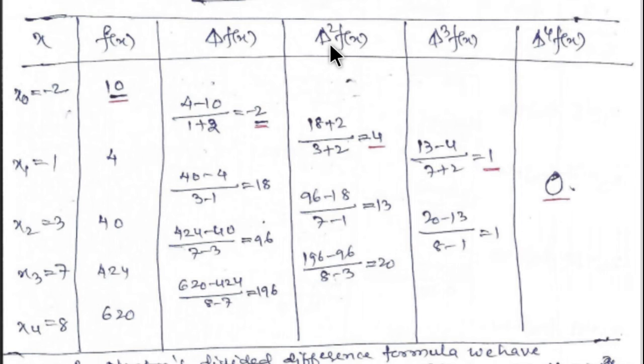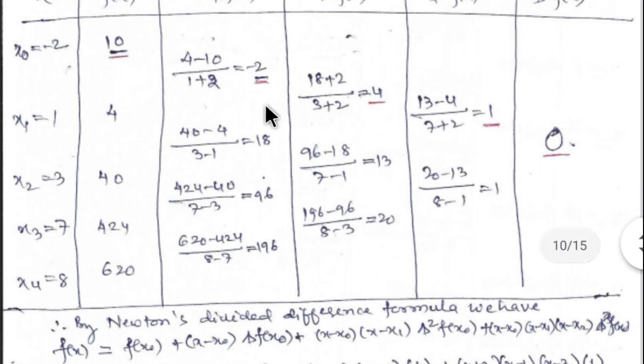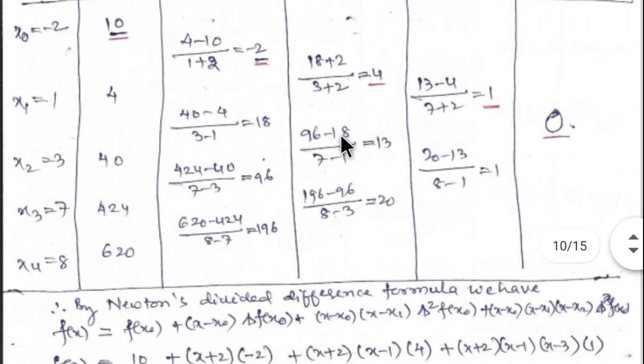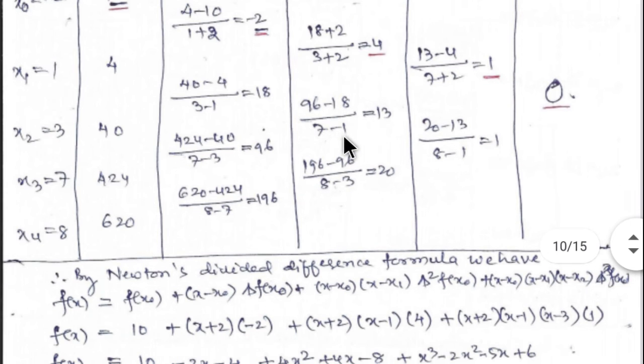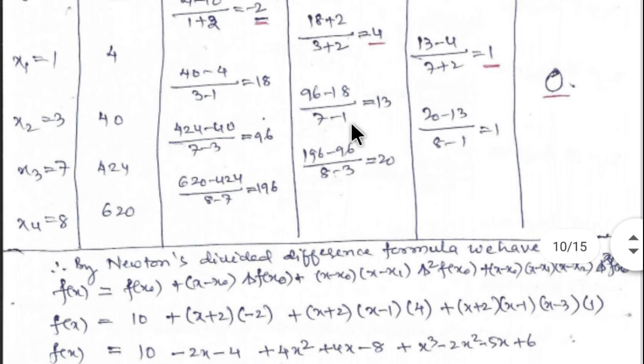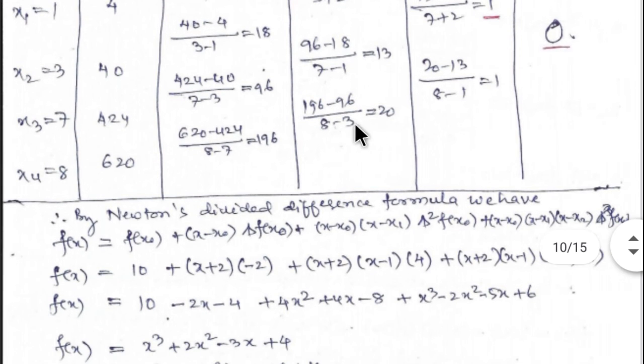Okay, similarly, second order divided difference, delta square of f of x: you get 18 minus of minus 2, plus 2, divided by x2 minus x0, that is 3 plus 2, okay, 3 minus of minus 2, plus 2, 4 you get. 96 minus 18 divided by 7 minus 1, that is x3 minus x1, 7 minus 1, this gives 13. So 196 minus 96 divided by x4 minus x2, that is 8 minus 3, 20 you get.